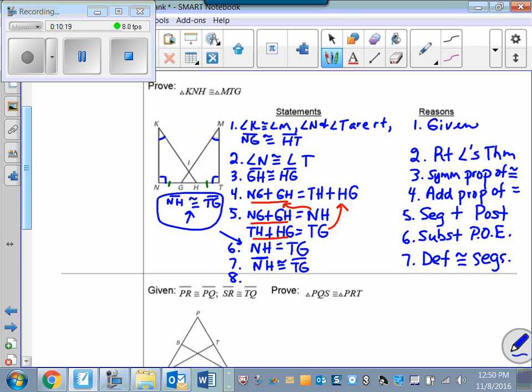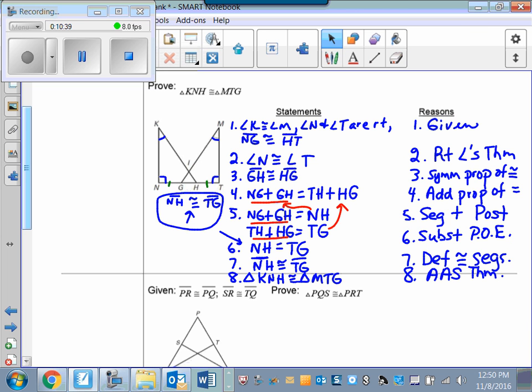And then finally, I'm ready to say, and I did run over, sorry about that, that triangle KNH is congruent to triangle MTG by angle, angle, side. The angle, angle, side theorem. Okay, that's a little bit of a tricky one. Definitely is.